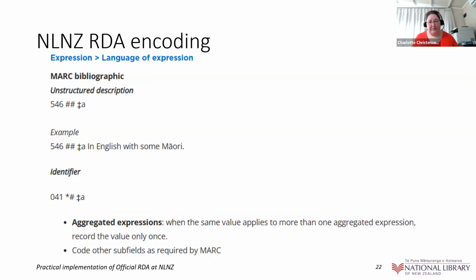Here at the section for language of expression, we have the possibility of two recording methods, unstructured description and identifier. For our description, we have an identifier value of this element. So I'm told to record it in an 041 field, specifically subfield A, and other specific advice is given, like don't repeat the same language value for each expression in an aggregate. Saying once that this English content is enough. We don't need to do it once for every short story in a collection, for example.